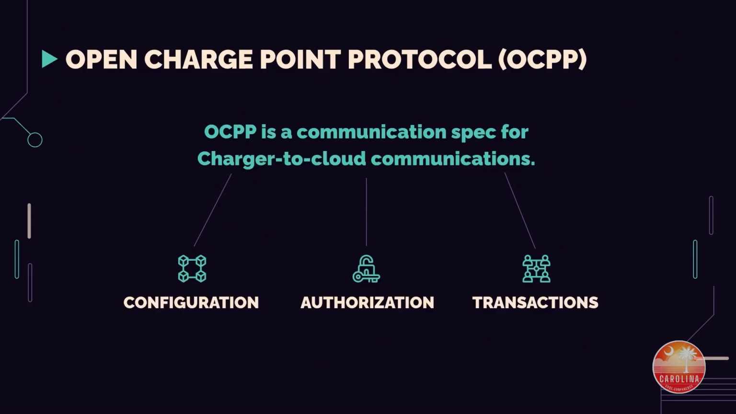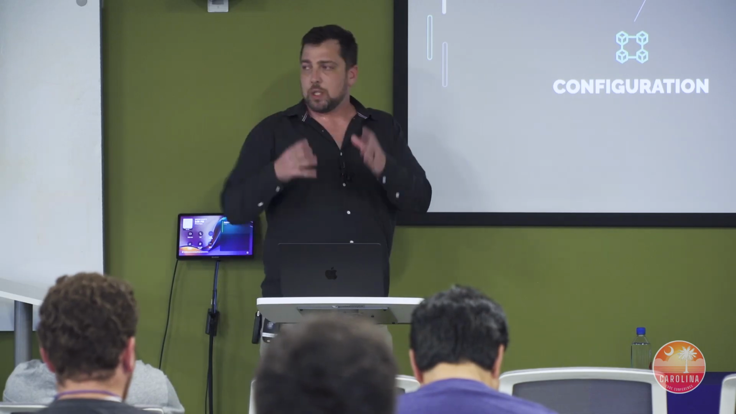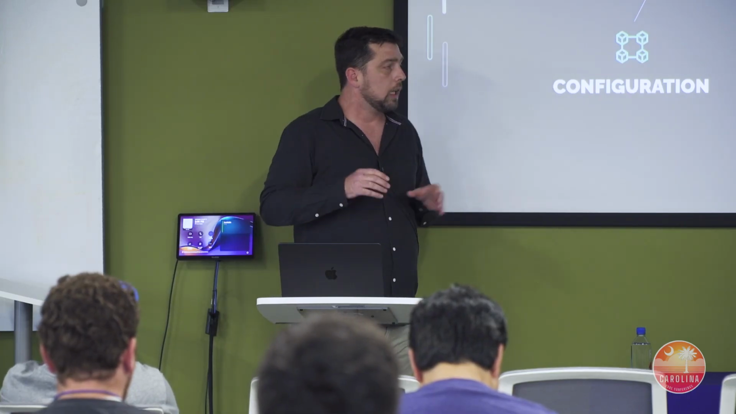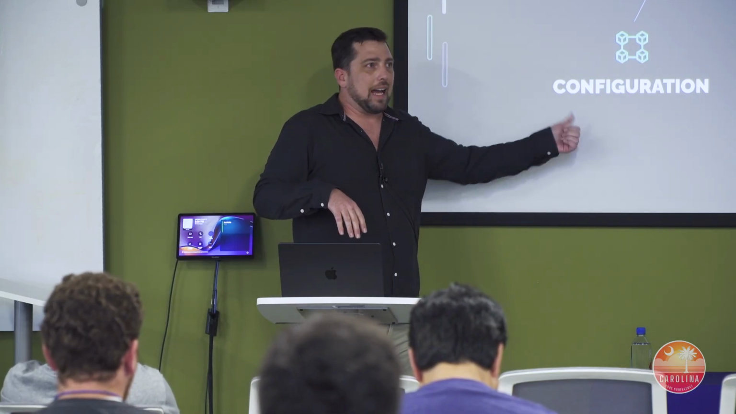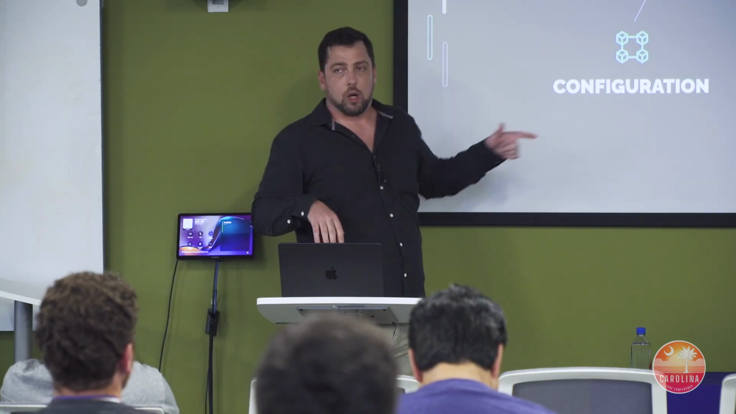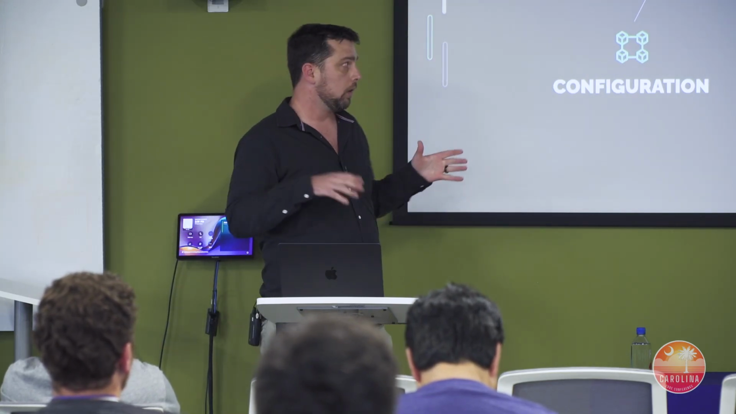Configuration is the first one. Chargers in the ground, there's a bunch of different configuration elements. I'll show a pseudo example here in a second. But this is things like, what is the max amperage this charger should put out? How often should the charger phone home, right, to the cloud?